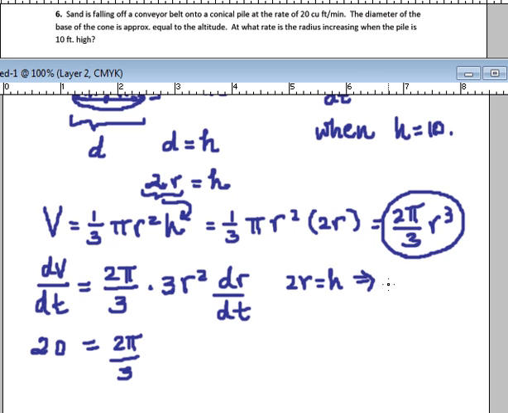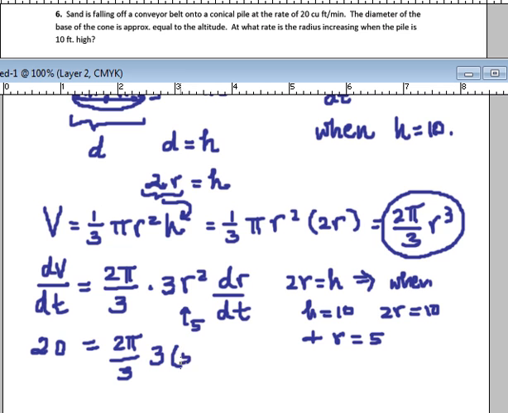when h equal 10, we have 2r is equal to 10 and r is equal to 5. So that's what we'll do here. We'll substitute in r is equal to 5, because when r is equal to 5, that's when h is equal to 10. So we'll do that substitution right now. We have 2 pi over 3, and then we have a 3 times 5 squared dr dt.